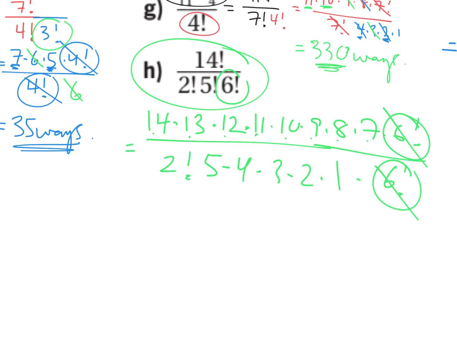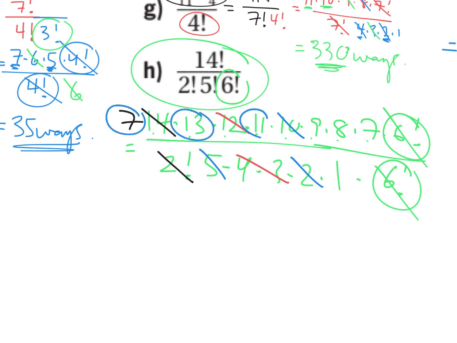So let's start reducing. So we'll do 14 divided by 2 is 7. Then we could do 4 times 3 is 12 divided by 12. That reduces to 1. We could do 5 times 2. Let's change the colors there. We'll do 5 times 2, which is 10, and that divides out the 10. And the entire denominator is divided out. So we're left with 7, 13, 11, 9, 8, 7.